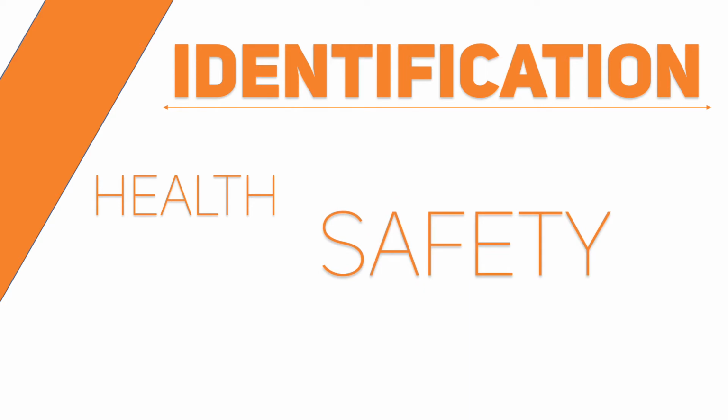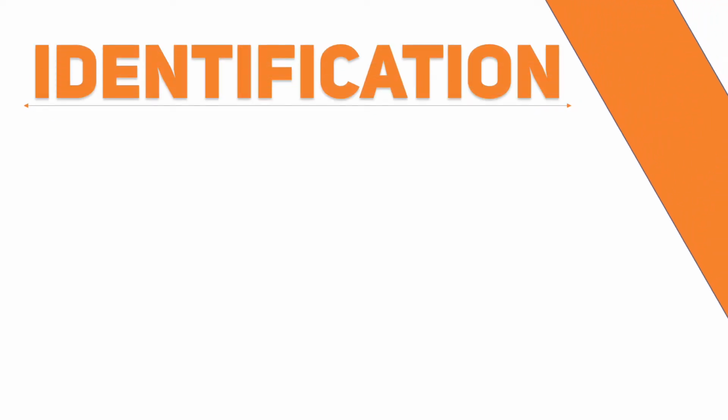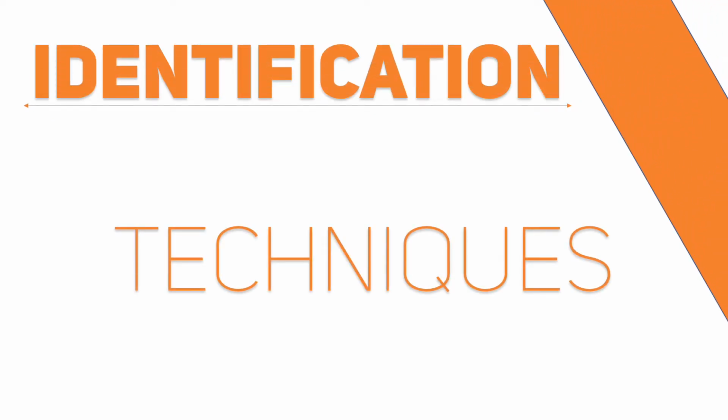There are three main categories of hazards according to DOSH, the Department of Safety and Health Malaysia. The first are health hazards, the second are safety hazards, and the third are environmental hazards. We also have to pay a lot of attention to the techniques used in identifying the hazards and how we actually categorize those hazards.